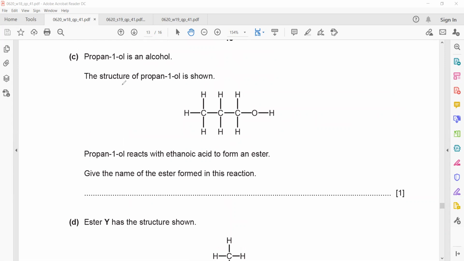Propan-1-ol, the structure of propan-1-ol is shown. Propan-1-ol reacts with ethanoic acid to form an ester. Give the name of the ester formed from this reaction. Which ester is formed when propanol reacts with ethanoic acid? So it will be propyl ethanoate.